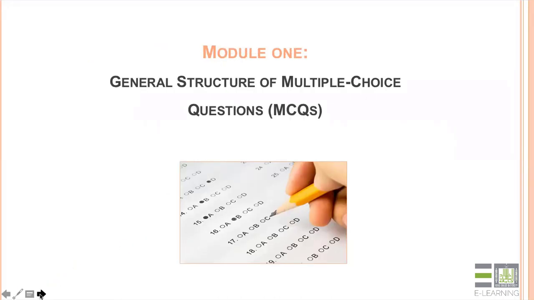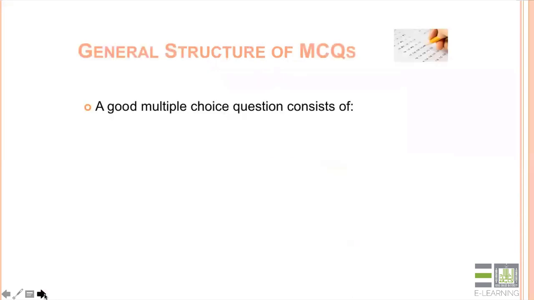So let's take a look at the anatomy of a multiple choice question. Now, by definition, a multiple choice question is a question in which students are asked to select one alternative from a given list of alternatives in response to a question. Now, a good multiple choice question will consist of these three main parts. First of all, you will have a STEM question.